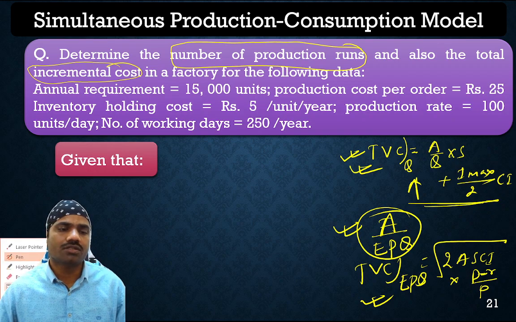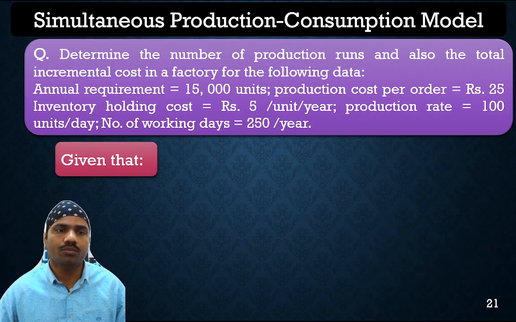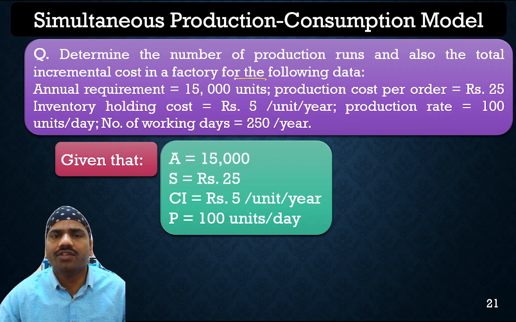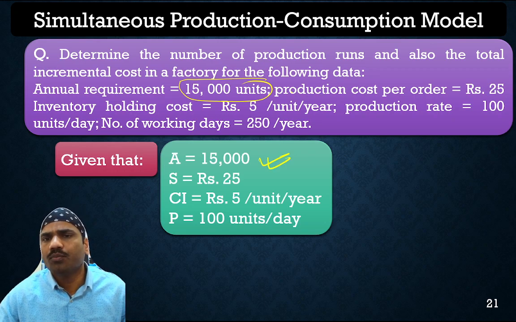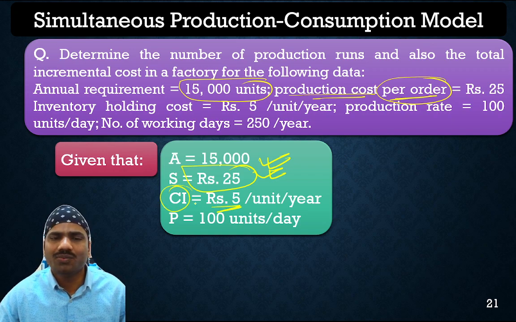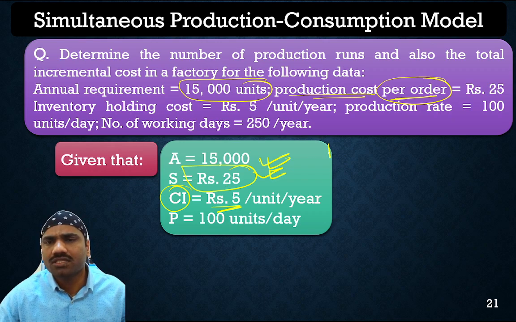So let me discuss the things we have been given. We have annual demand of 15,000 units. We have setup cost per production run, which is 25 rupees. Inventory holding cost or carrying cost, that is Ci, is rupees 5. Sometimes it is given as I, sometimes as Ci.